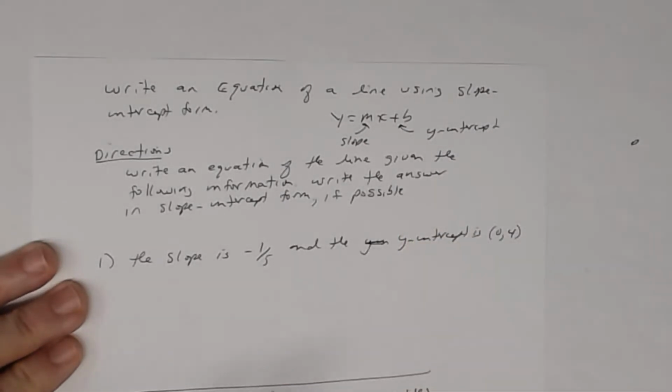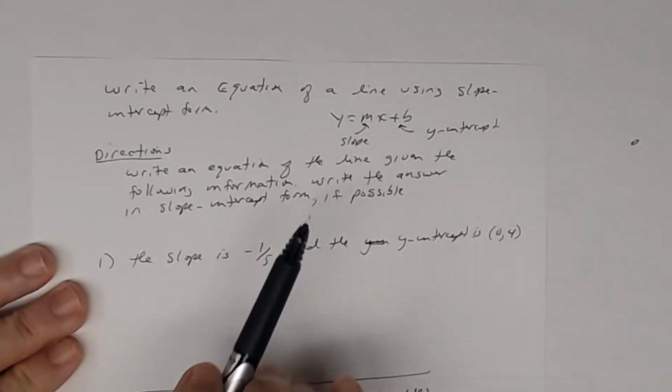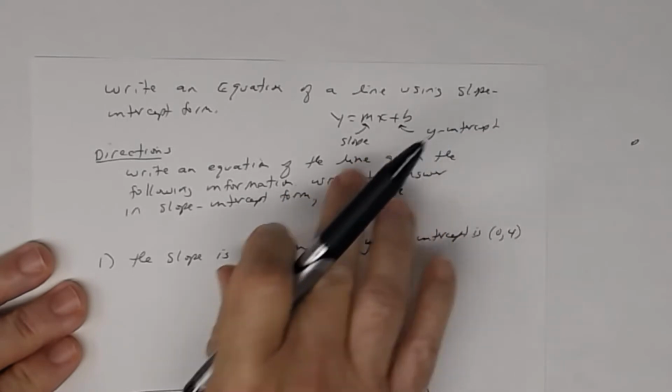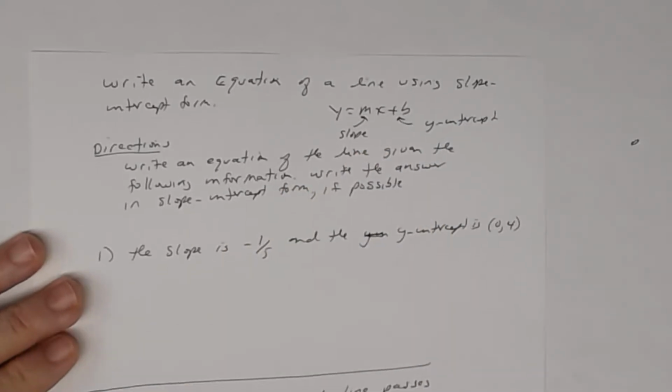So that's slope-intercept form. So in each of those problems, they want you to use slope-intercept form to do these. All right, that's the directions.